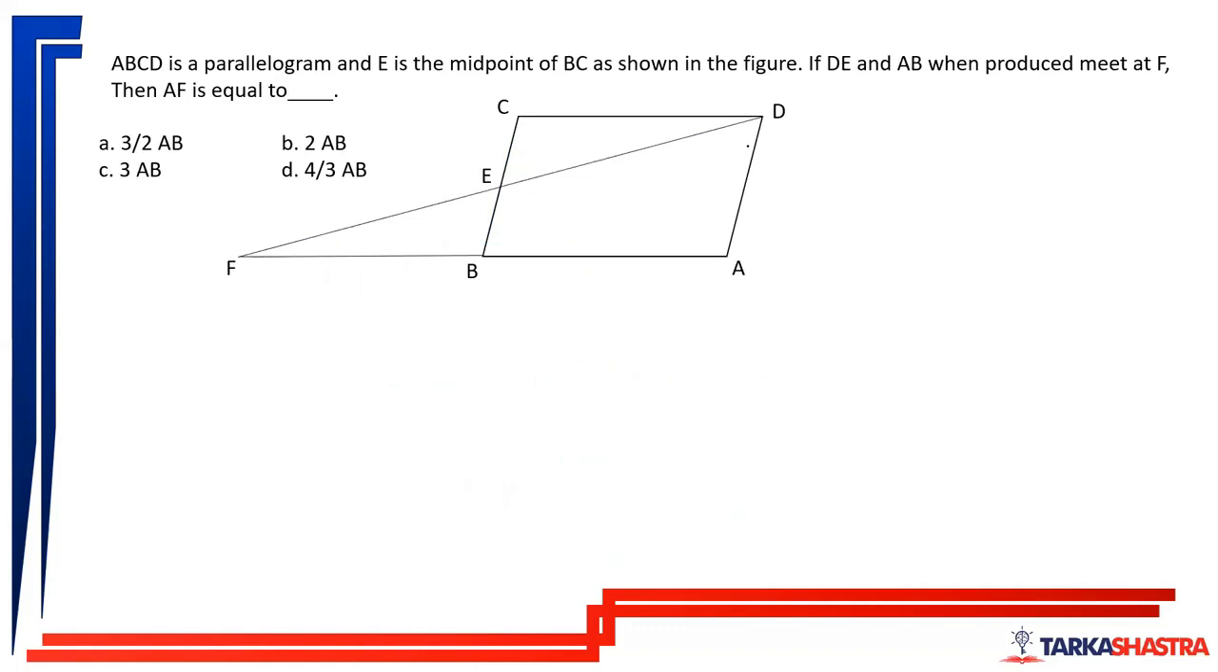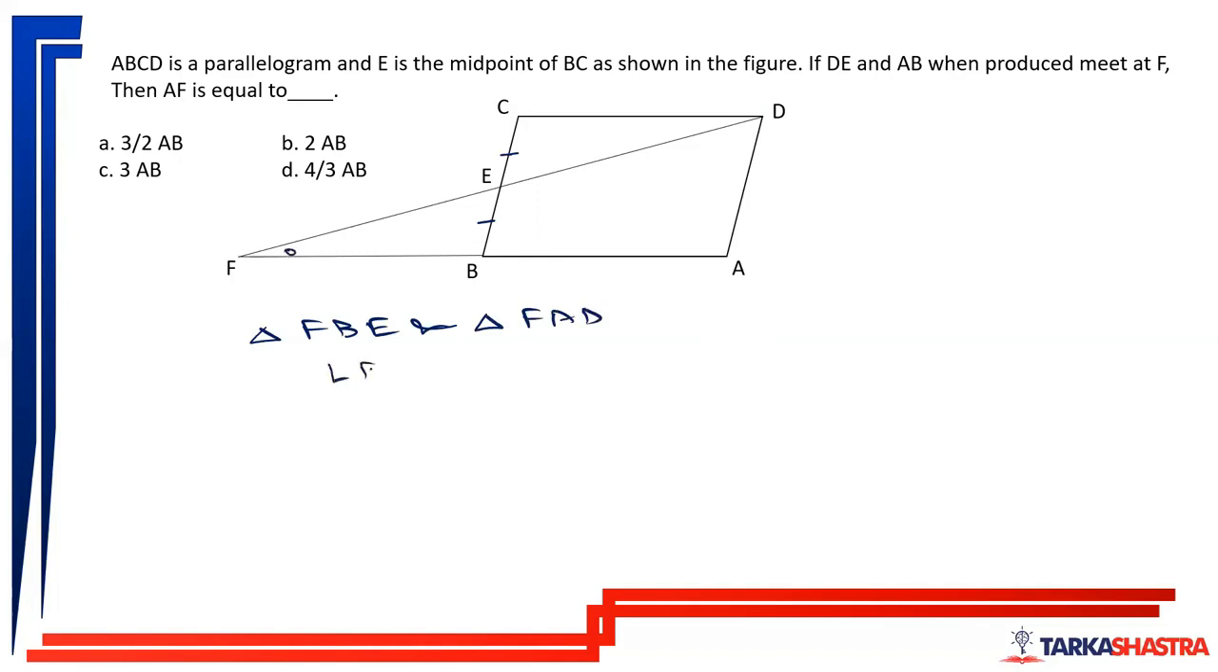Moving forward, ABCD is a parallelogram and E is the midpoint of BC. Perfect. DE and AB, when produced, meet at F, then AF is equal to how much in terms of AB? Okay, very easy. Now that this is a parallelogram, consider triangle FBE and triangle FAD. Okay, this angle is common.